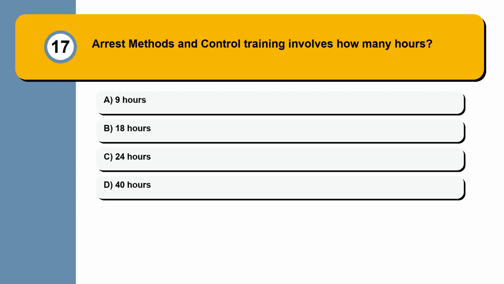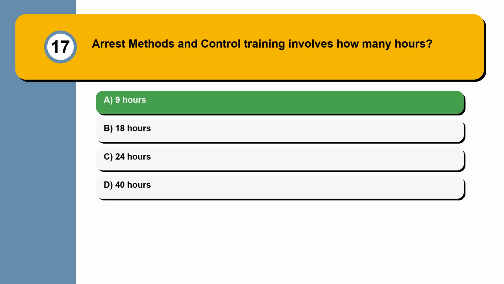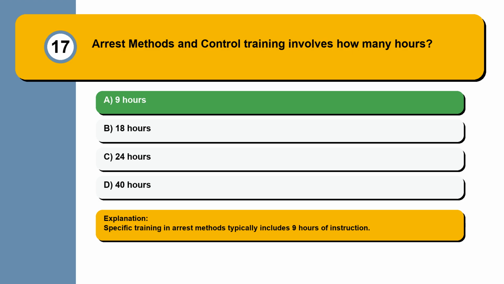Question 17. Arrest methods and control training involves how many hours? 9 hours, 18 hours, 24 hours, 40 hours. Specific training in arrest methods typically includes 9 hours of instruction.